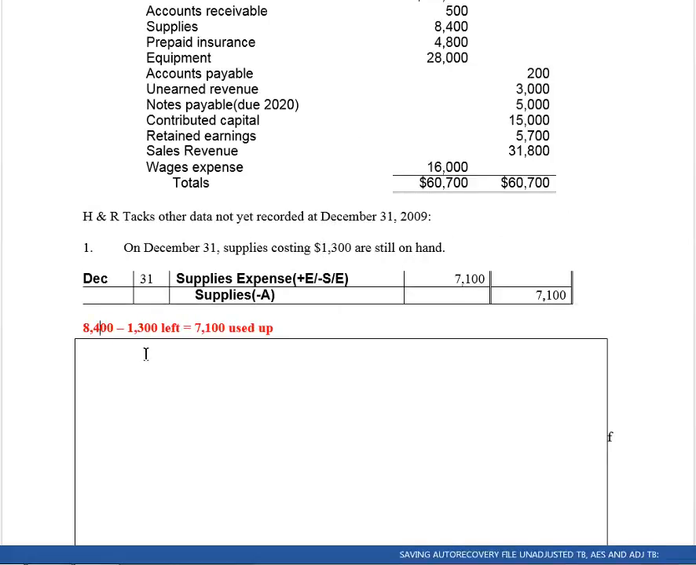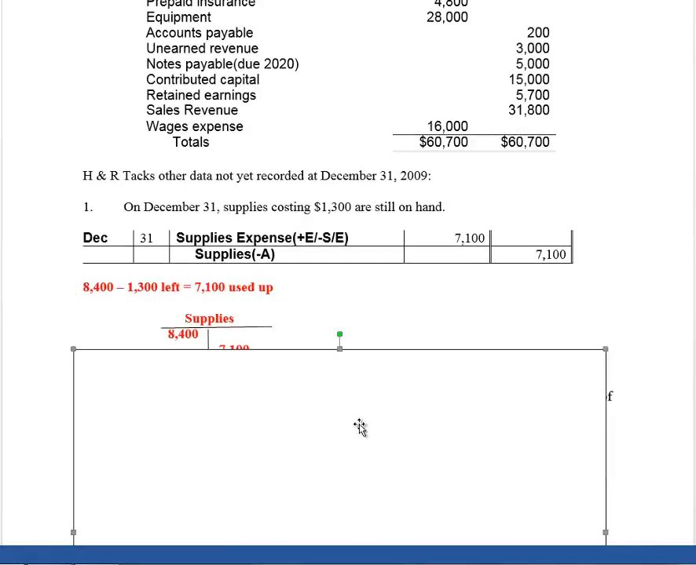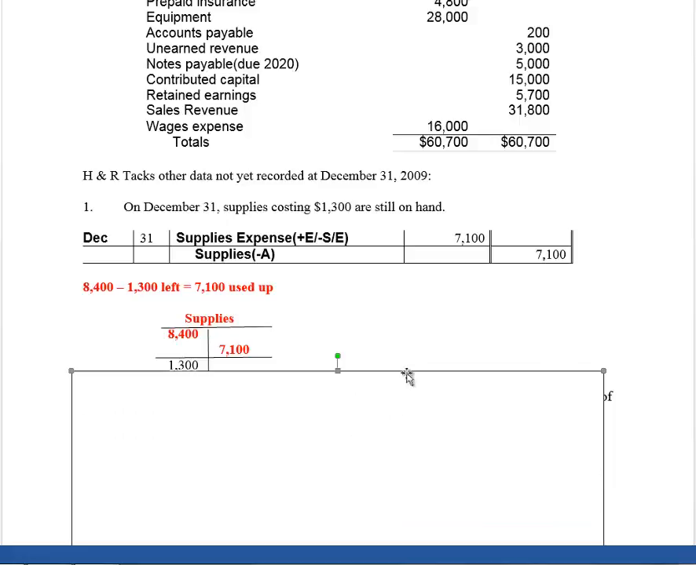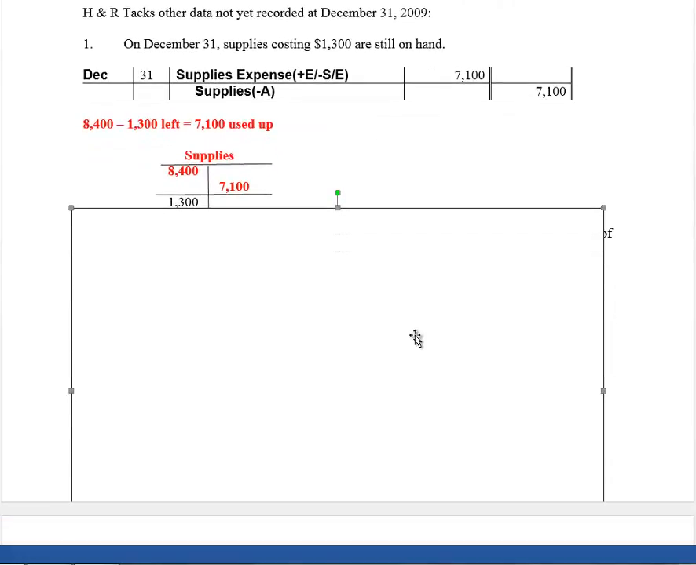So if I started with $8,400 and only have $1,300 left, then that means I must have used up $7,100 in supplies. Now, if you find that a little confusing, some students like T accounts, some not. I like to sometimes draw it out in a T account to make sure it makes sense to you.